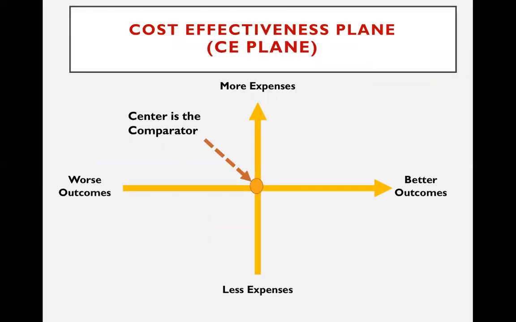So in cost effectiveness analysis, it would be helpful for us to be able to illustrate these concepts using a cost effectiveness plane. So to help us weigh the benefits versus the costs, now let's use the CE plane. Here we have two axes, one for expenses, the y-axis, and the other for outcomes, the x-axis. The center of the plane is the comparator. It is the main option which we would like to compare other options with.